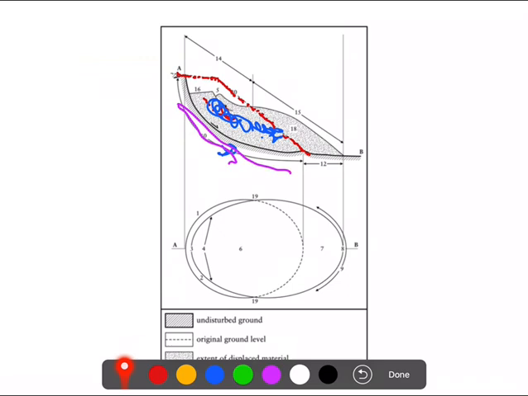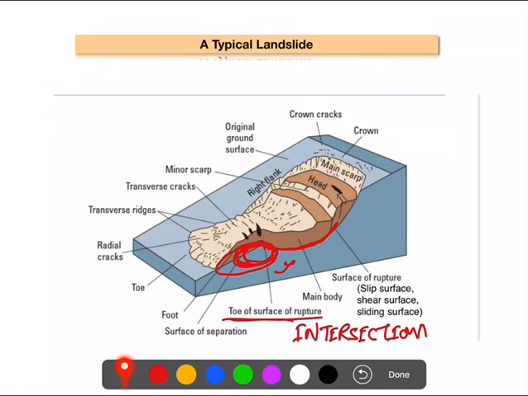So we'll move to the previous photo. The toe of surface of rupture is the intersection. Intersection of what? Of the lowest part of the surface of rupture and the original ground surface.